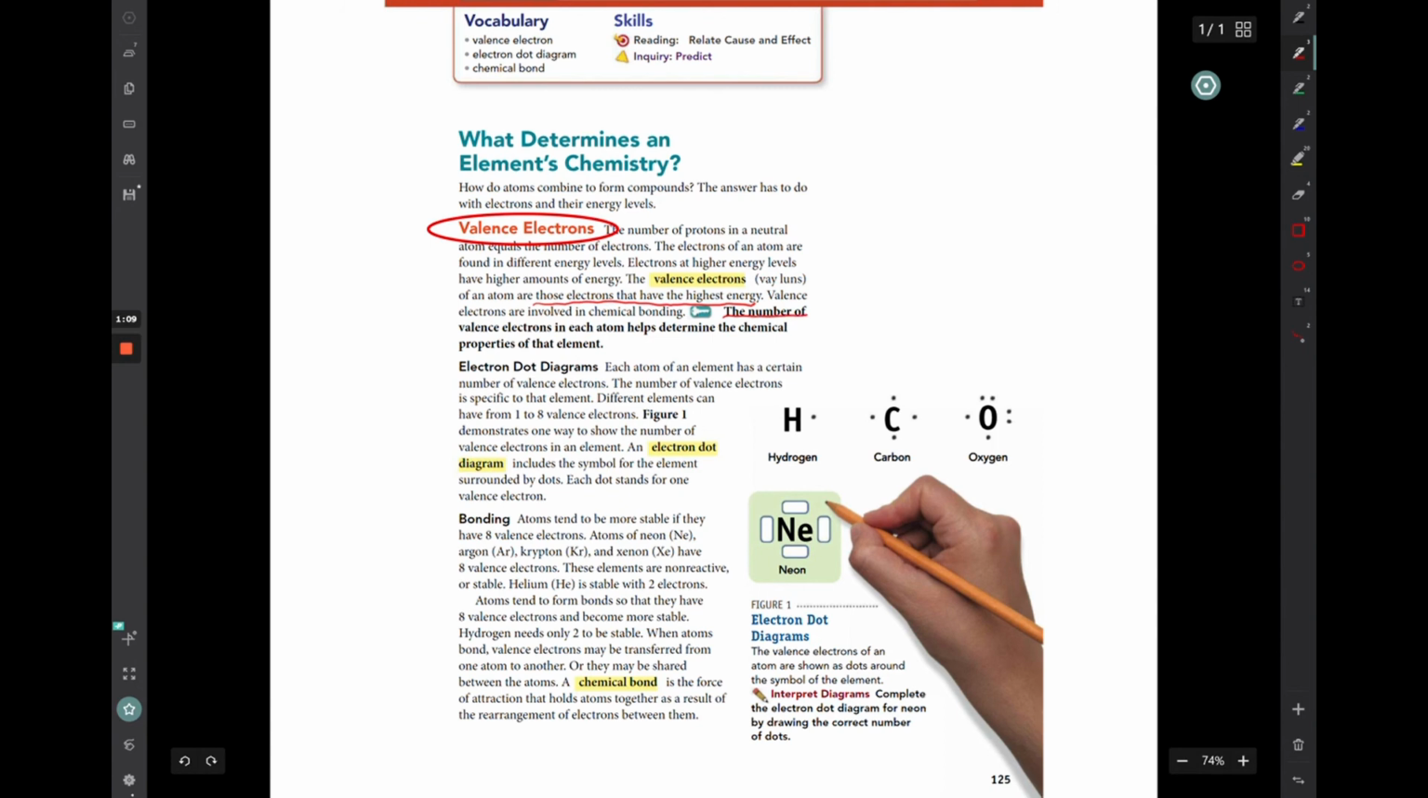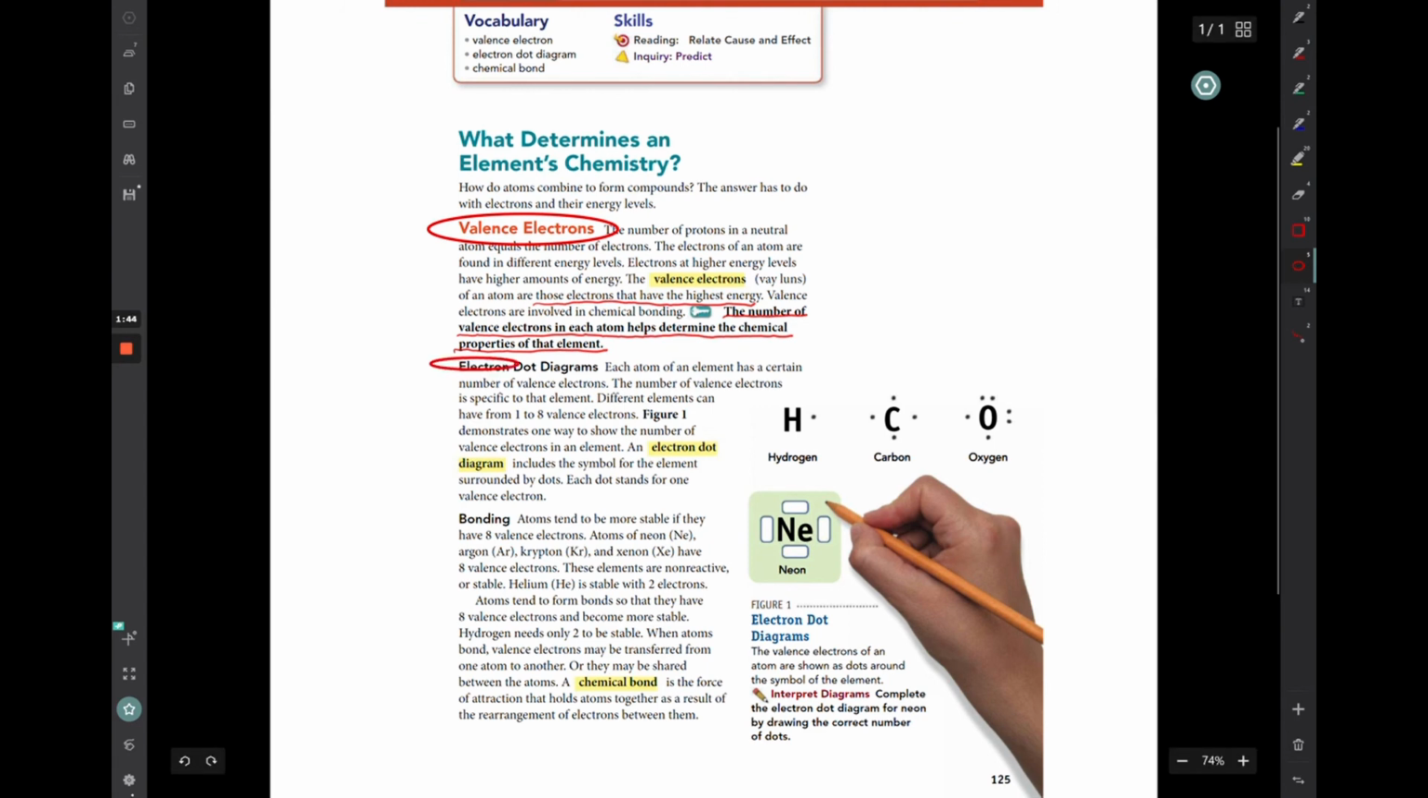So the number of valence electrons in each atom helps to determine the chemical properties of that element. However many electrons there are in that outermost region is going to determine the properties of the element, and it's also going to determine how that element will combine with and react with other elements.